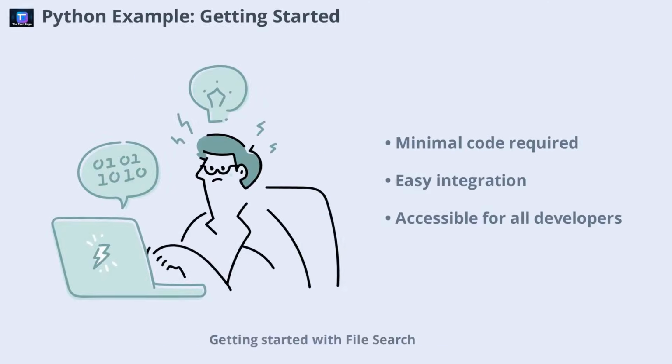Getting started with file search in your own projects is straightforward. Here's a quick Python example. You import the necessary libraries, create a file search store, upload your document, and then use the generateContent method to ask questions. The process is simple and doesn't require much code. This means even developers with limited AI experience can start leveraging advanced RAG capabilities right away.